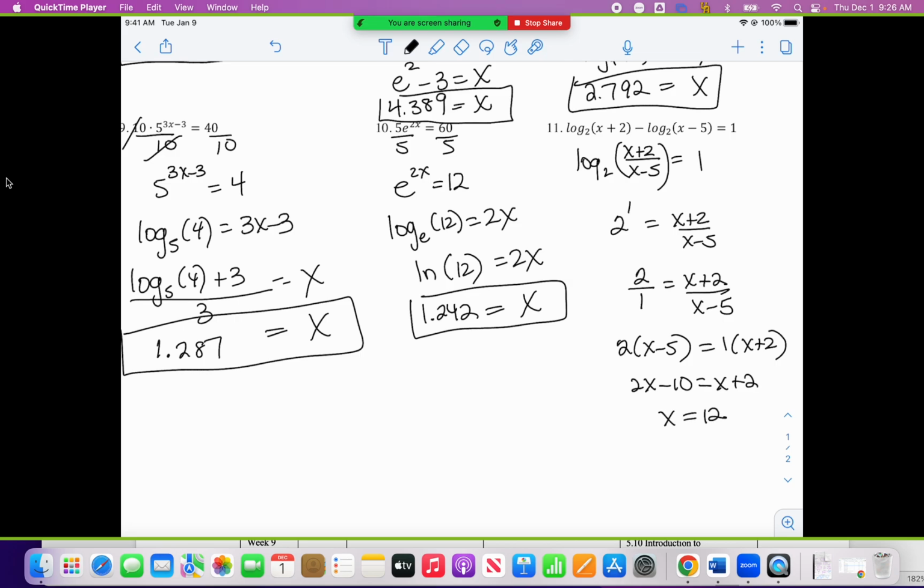This is a log. I have to check my logs. 12 plus 2 is positive. 12 minus 5 is positive.